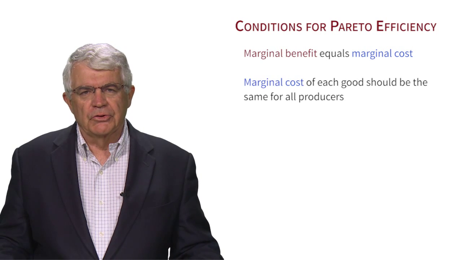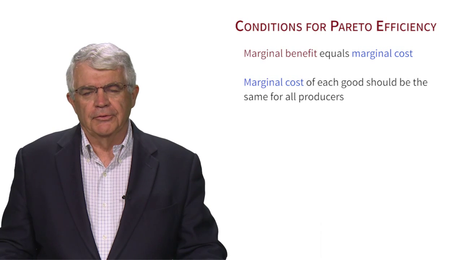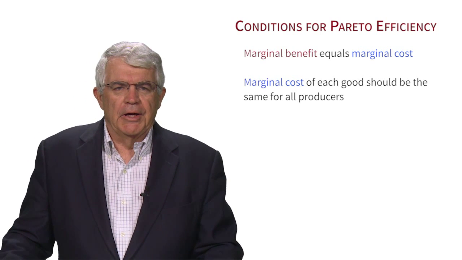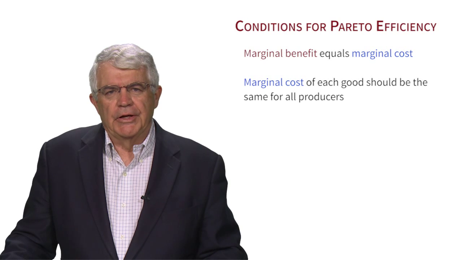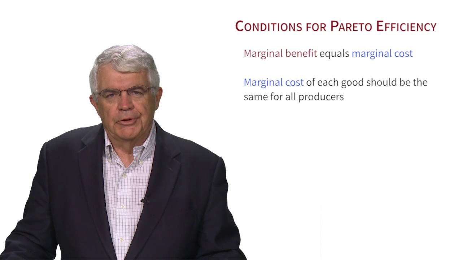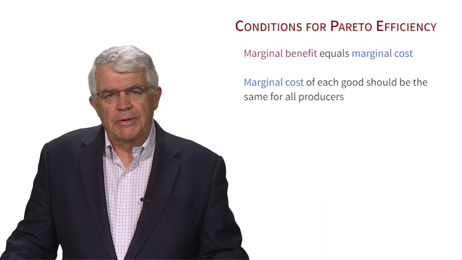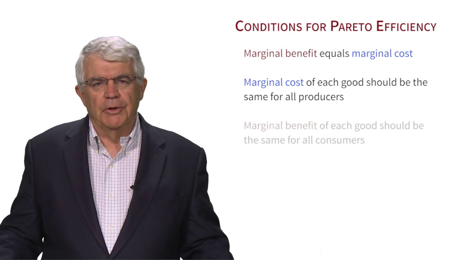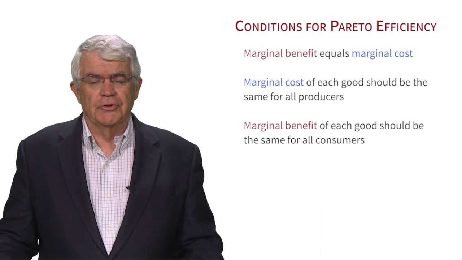The second thing is you would like the marginal cost of each good to be the same for all producers. If the marginal cost was really low for producer A and high for producer B, then it would make sense for producer A to produce more because the costs were low than for producer B. It's only when producer A and producer B's costs are equal that you can't do better in terms of reducing costs. And then finally, marginal benefit for each good should be the same for all consumers.